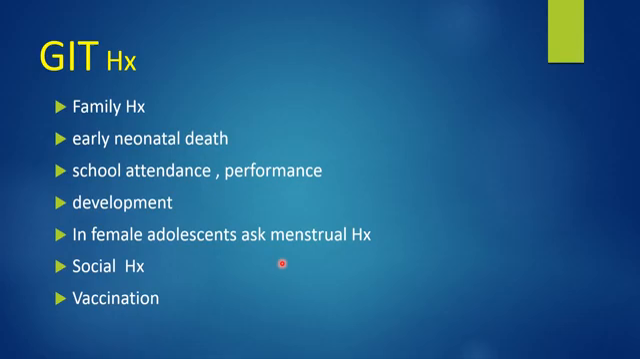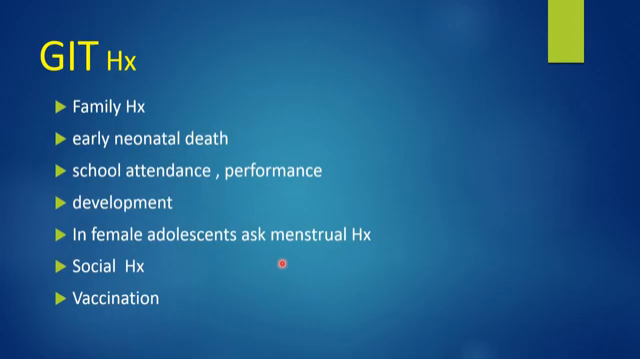School attendance and performance. The disease affects the patient's activity, so the attendance at school will decrease, showing it is a real disease. Performance may also be affected because the disease is severe, affecting the psychological or neurological function of the patient. Development is very important because chronic disease may affect the development of the patient.